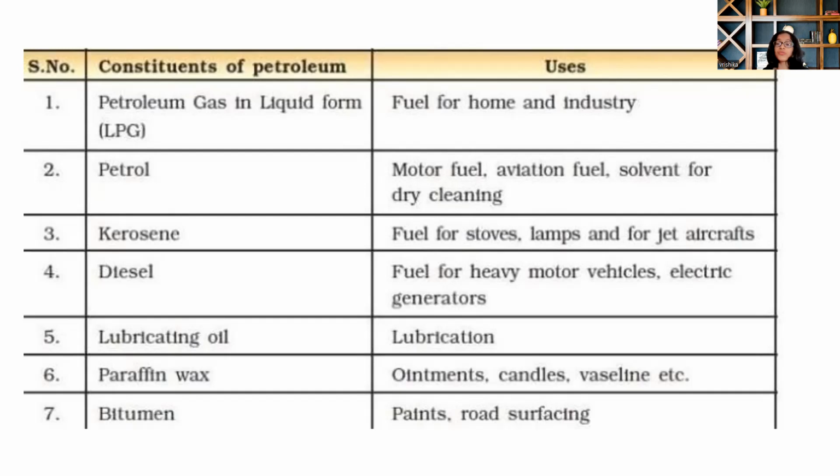Lubricating oil is used for lubrication. Paraffin wax is used in ointments, candles, vaselines, etc. Bitumen. It is used for paints and road surfacing.